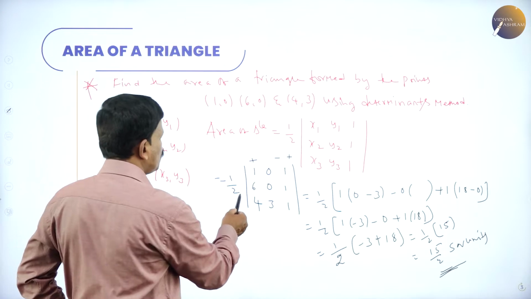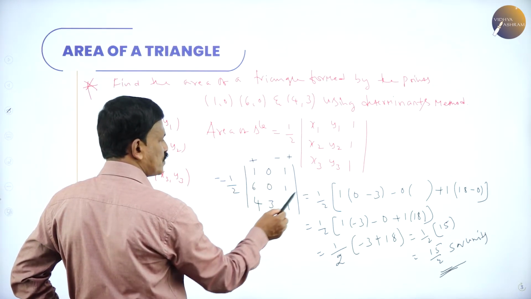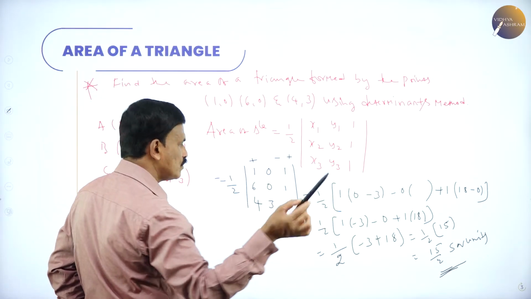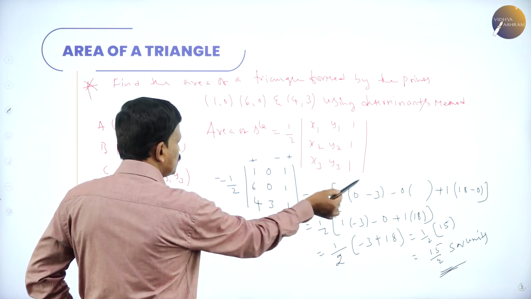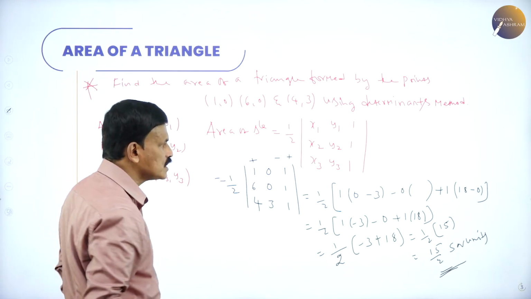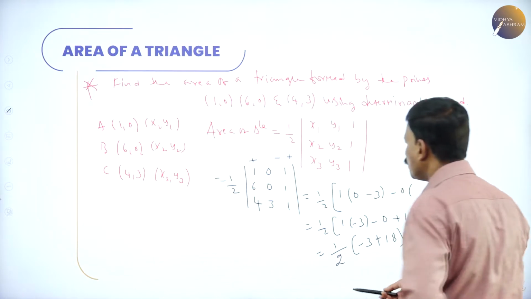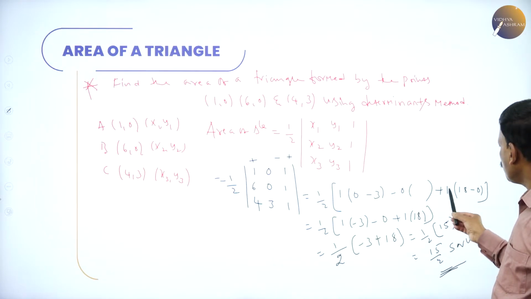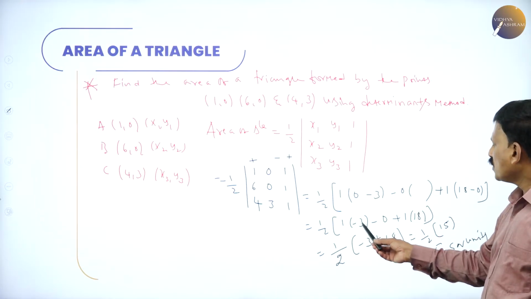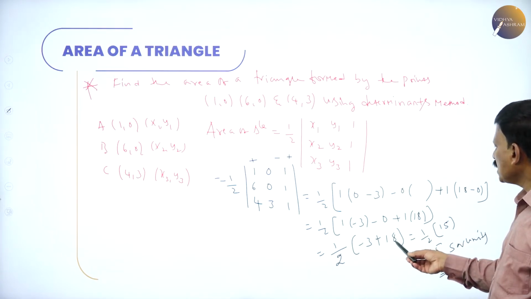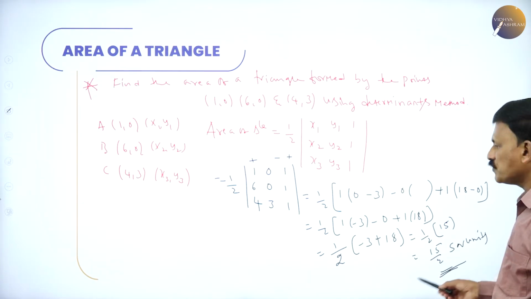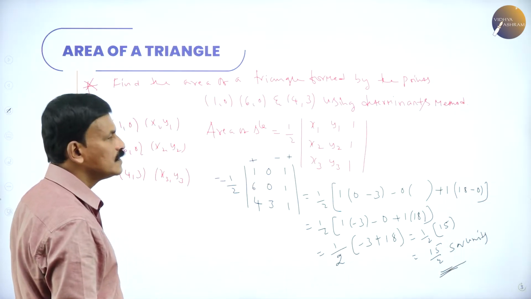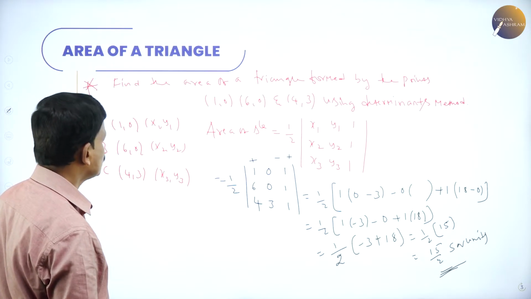Now, expand 1 by 2 into plus, minus and plus with respect to first row. 0 into 1 is 0, minus 3. Minus 0 into any number, you will get 0. So, plus 1 into 6 threes are 18, minus 4 into 1 is 0 again. So, it is 1 into 0 minus 3 is minus 3, plus 1 into 18 minus 0 is 18. 18 minus 3 is 15. So, the area of this triangle is equal to 15 by 2 square units. This is the area of the triangle.